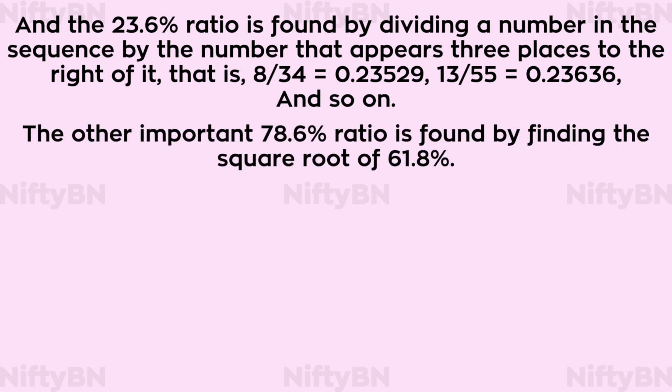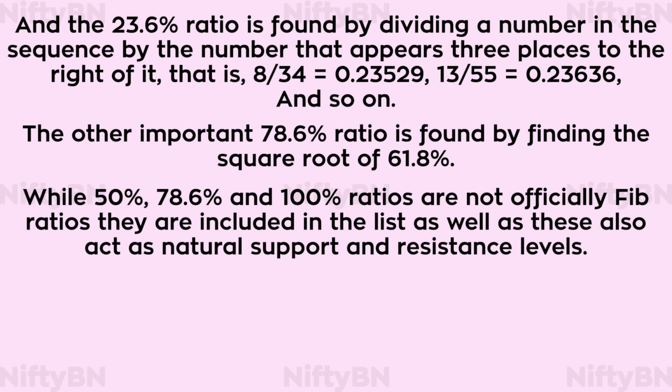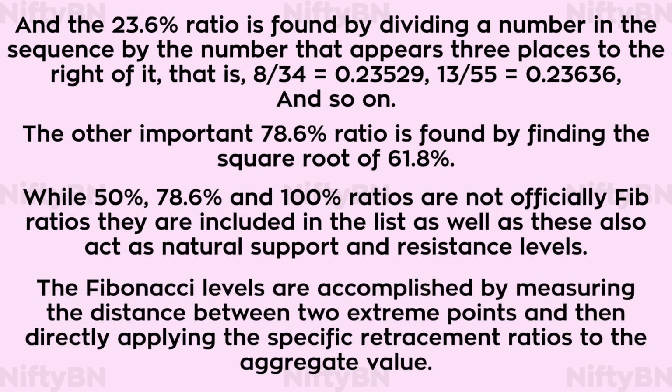The other important 78.6% ratio is found by finding the square root of 61.8%. While 50% and 100% ratios are not officially Fib ratios, they are included in the list as well, as these also act as natural support and resistance levels. The Fib levels are accomplished by measuring the distance between two extreme points and then directly applying the specific retracement ratios to the aggregate value.